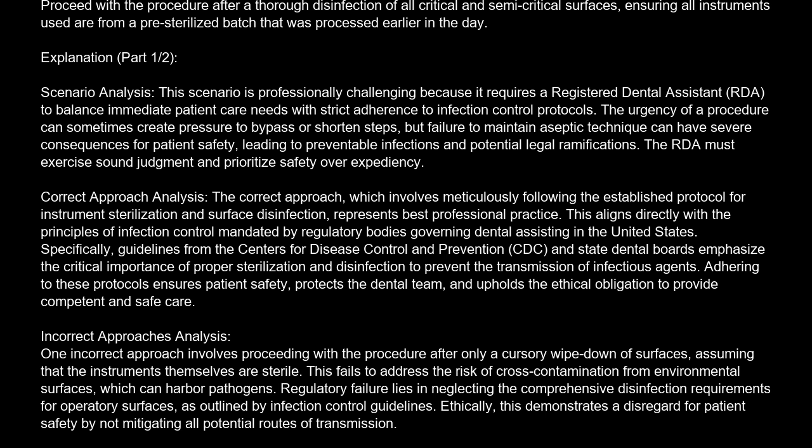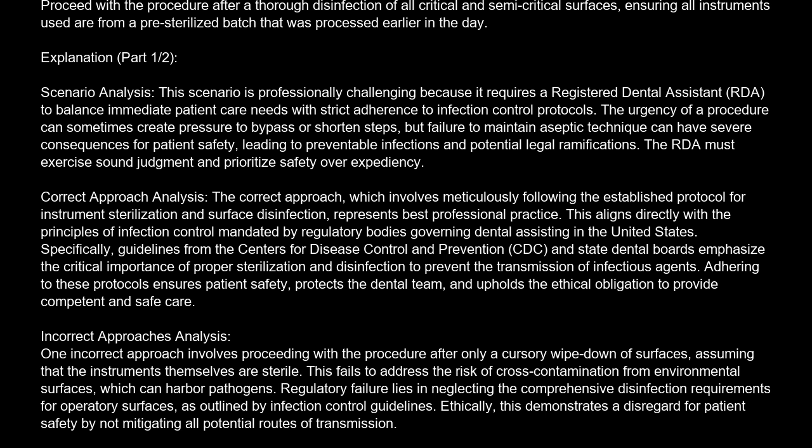Explanation. Scenario analysis. This scenario is professionally challenging because it requires a registered dental assistant (RDA) to balance immediate patient care needs with strict adherence to infection control protocols. The urgency of a procedure can sometimes create pressure to bypass or shorten steps, but failure to maintain aseptic technique can have severe consequences for patient safety, leading to preventable infections and potential legal ramifications. The RDA must exercise sound judgment and prioritize safety over expediency.